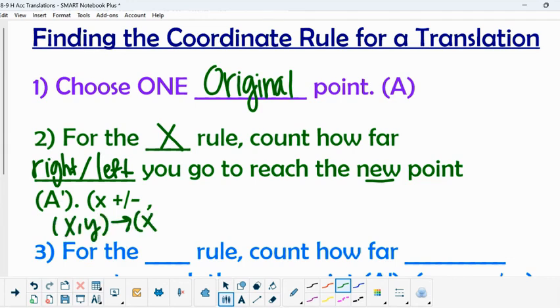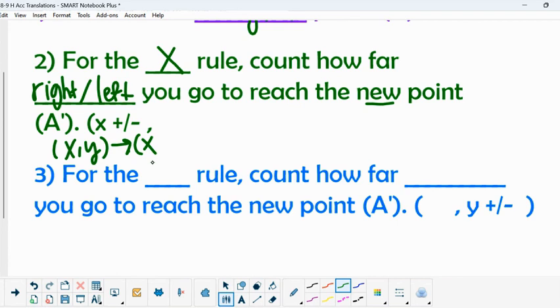And then we do a similar thing for the y part. For the y part of your rule, you count how far up or down you need to go to get to the new point A prime, and that becomes the y part of your rule. Y plus or minus, whatever. So pretty easy. The key is though you have to start on the original point and count how far it takes you to get to the new point.